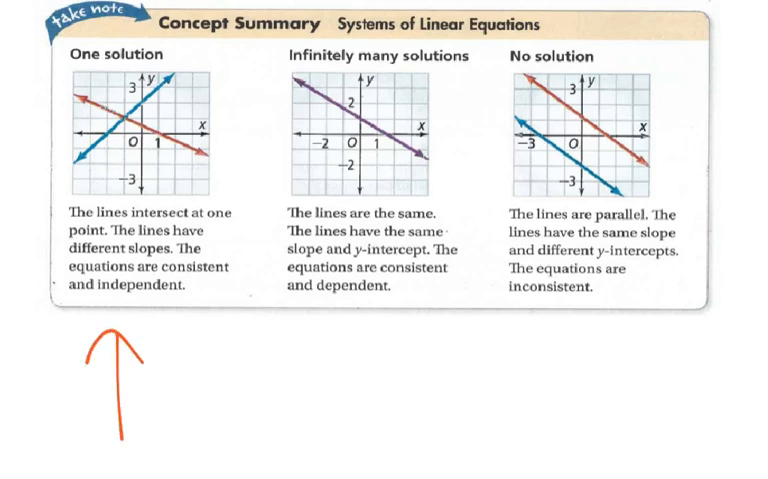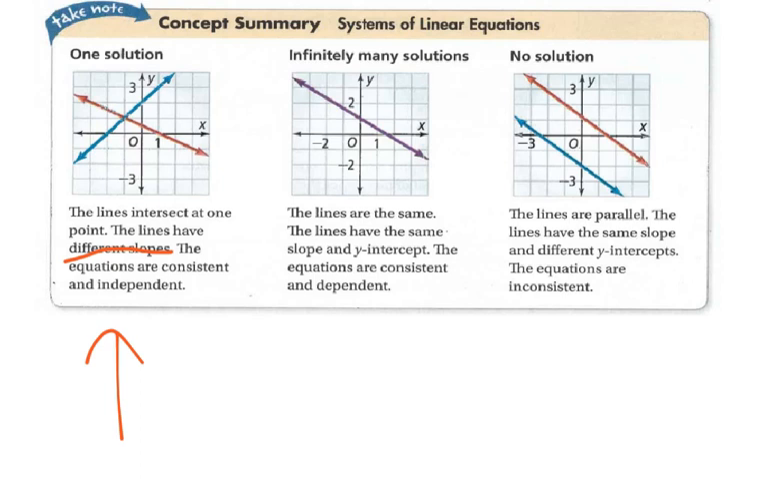The one we just did is an example of one solution. They crossed over, they intersected at exactly one point, and we were able to determine what the x was at that point and what the y was at that point. And the only reason we were able to do that is because they had different slopes. If they hadn't, we wouldn't have been able to do that.